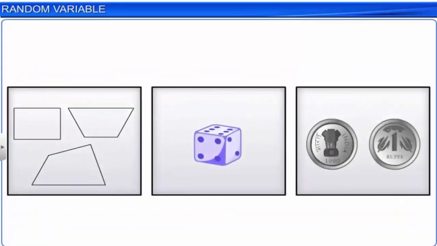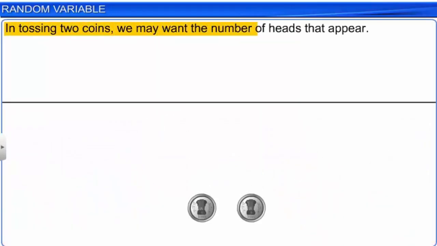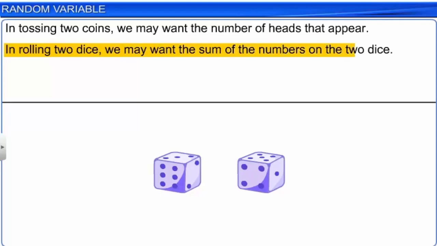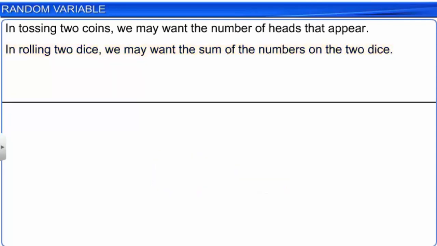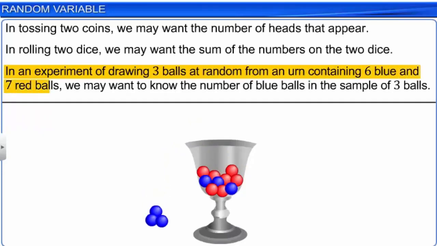Many a times, we want to know how many times an outcome occurs in an experiment. For example, in tossing 2 coins, we may want the number of heads that appear. In rolling 2 dice, we may want the sum of the numbers on the 2 dice. In an experiment of drawing 3 balls at random from an urn containing 6 blue and 7 red balls, we may want to know the number of blue balls in the sample of 3 balls.